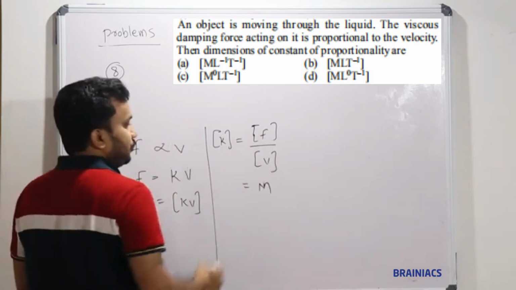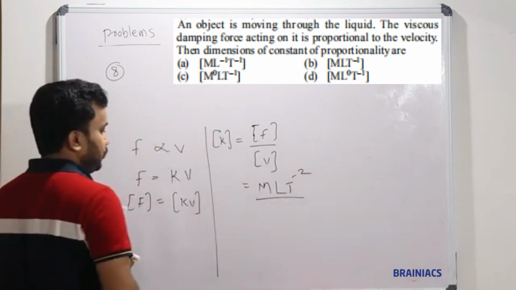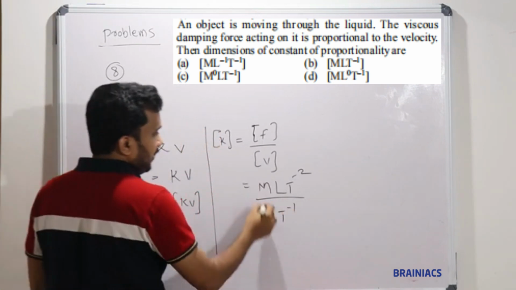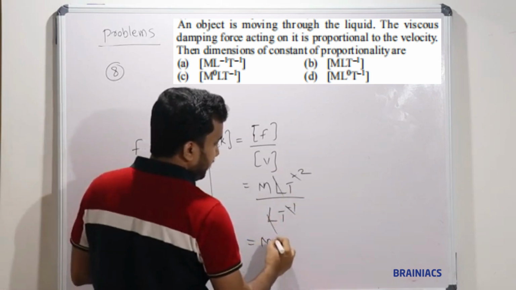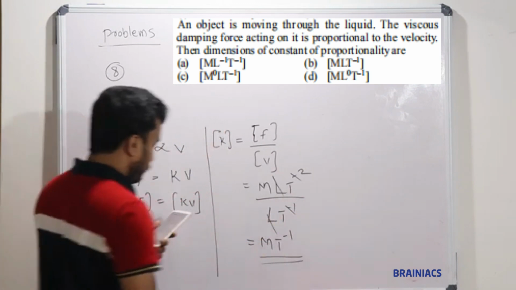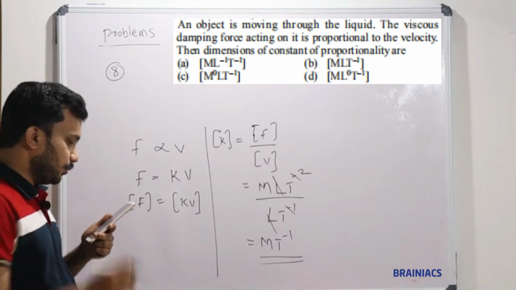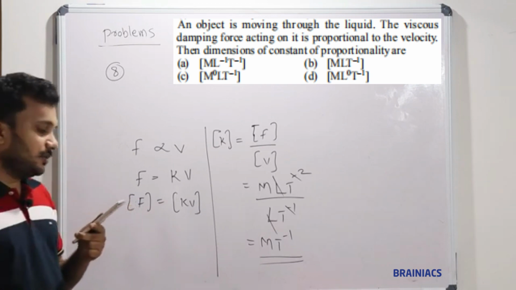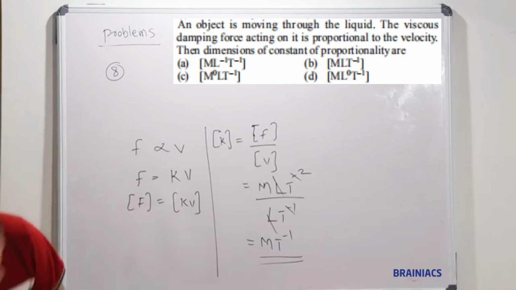What is the dimension of force? Mass into acceleration, MLT raised to minus 2. And V is velocity, not volume, velocity, LT power minus 1. L gets cancelled, T power minus 1 gets cancelled. What will come? MT raised to minus 1 will come. Which answer is matching with this one? MT raised to minus 1. Option number D is matching with that. Option number D.